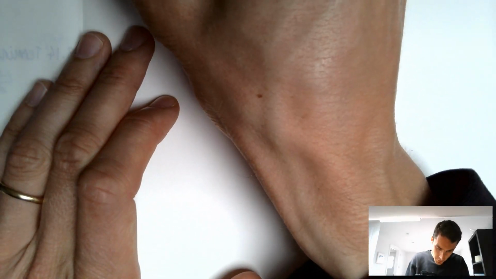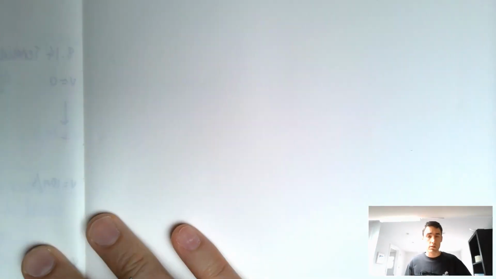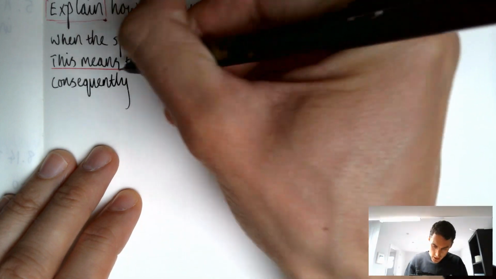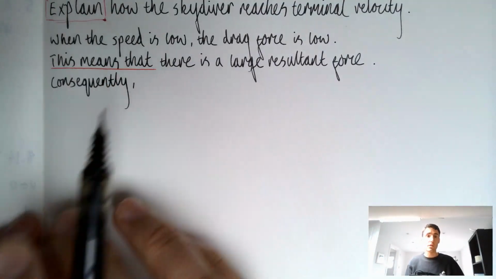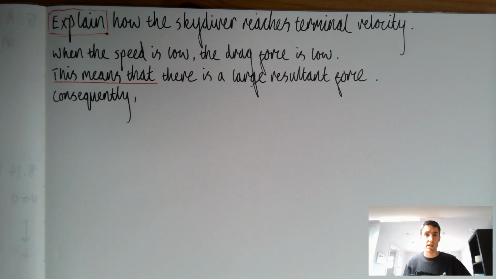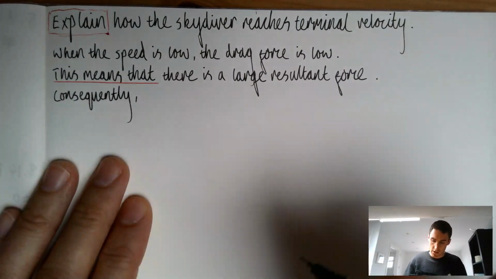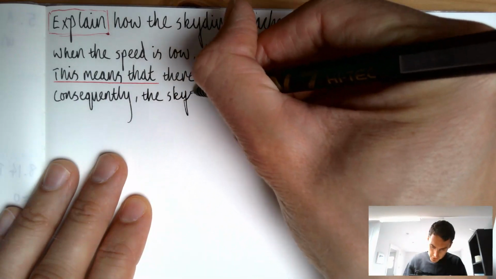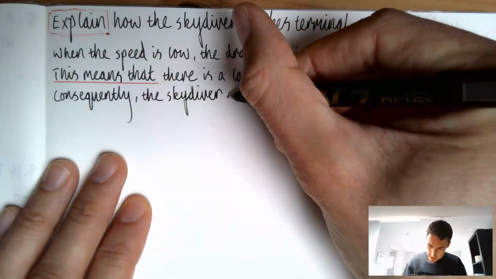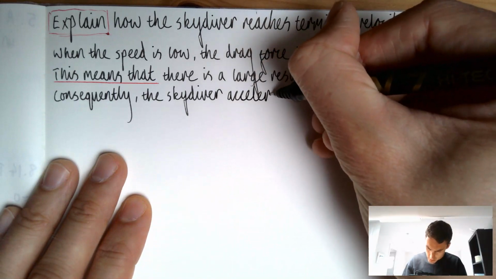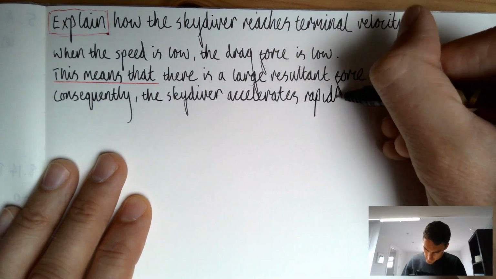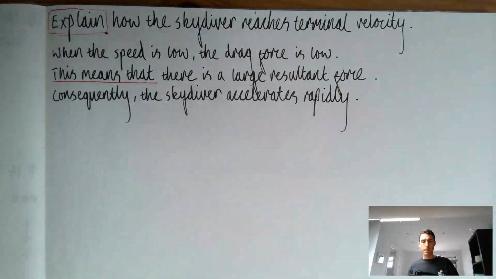And again, I'm going to keep emphasizing that I'm using these causal linking words because it is an explained question, and that's what scientists do when they're explaining. They're linking things in terms of cause and effect. So consequently, the skydiver, or the parachutist, either's fine, accelerates rapidly. Full stop.